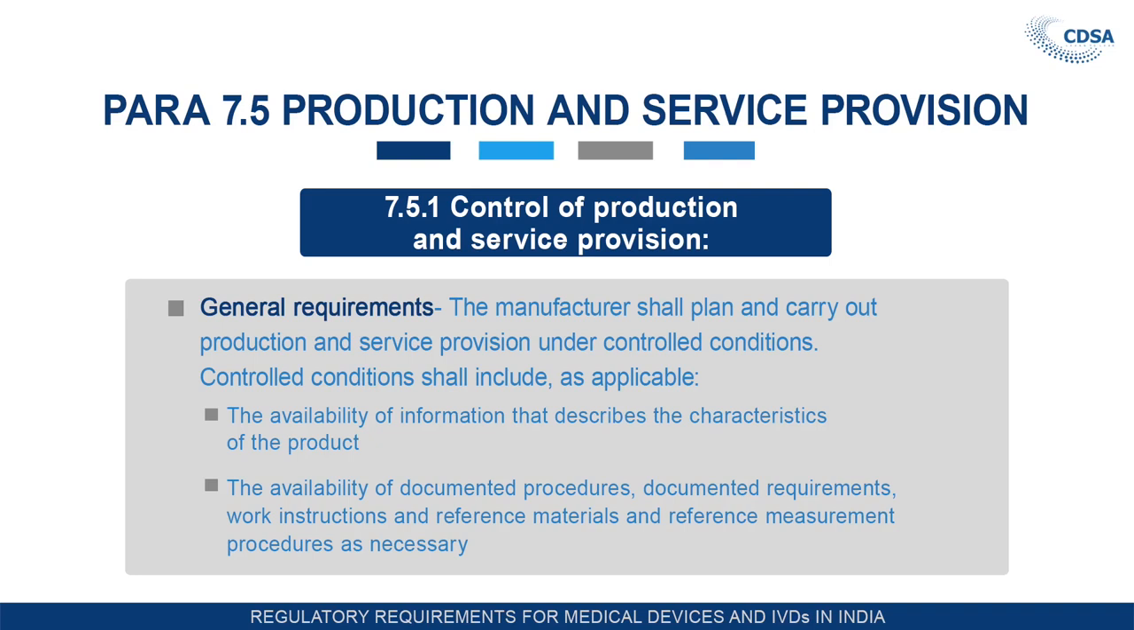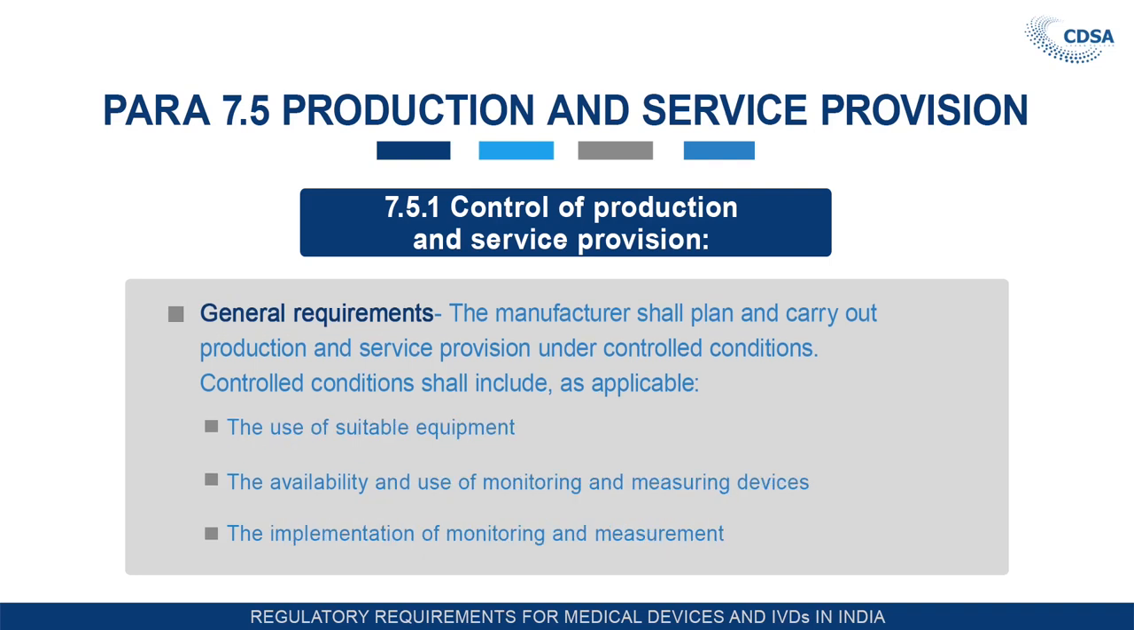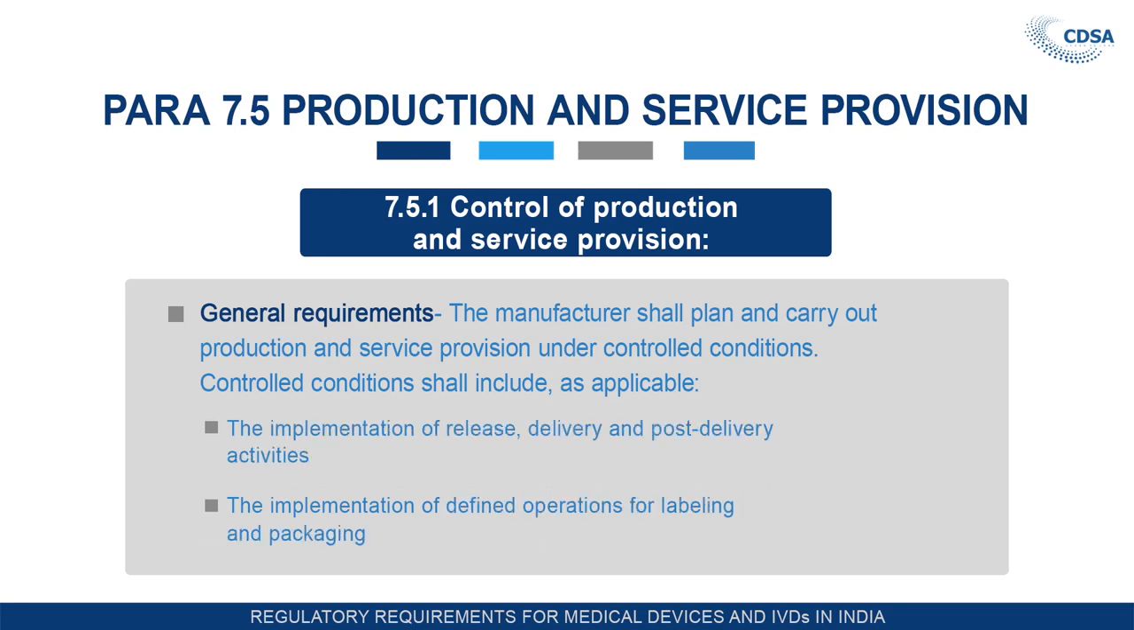The manufacturer shall plan and carry out production and service provisions under controlled conditions. Controlled conditions shall include, as applicable, the availability of information that describes the characteristics of the product, the availability of documented procedures, documented requirements, work instructions and reference material and reference measurement procedures as necessary, the use of suitable equipment, and the availability and use of monitoring and measuring devices. So, this is the general requirement of a manufacturing process, followed by the implementation of monitoring and measuring equipment and the implementation of release, delivery and post-delivery activities. That means not only do you release the product and deliver it, you have to implement even post-delivery activities as per the requirement of that particular product.